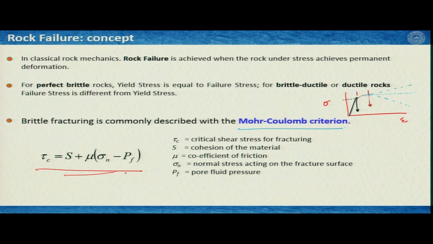If you do not have pore fluid pressure, then the equation stands like this: S plus mu sigma n, you do not have to do the bracket here. So, this is how we figure out that this is the condition. So, this is the critical shear stress that you need to have to make a fracture in the rock, make a failure, fracture failure in the rock, and which is a function of the cohesion of this rock, the coefficient of friction of this rock, and the normal stress being applied to the rock.